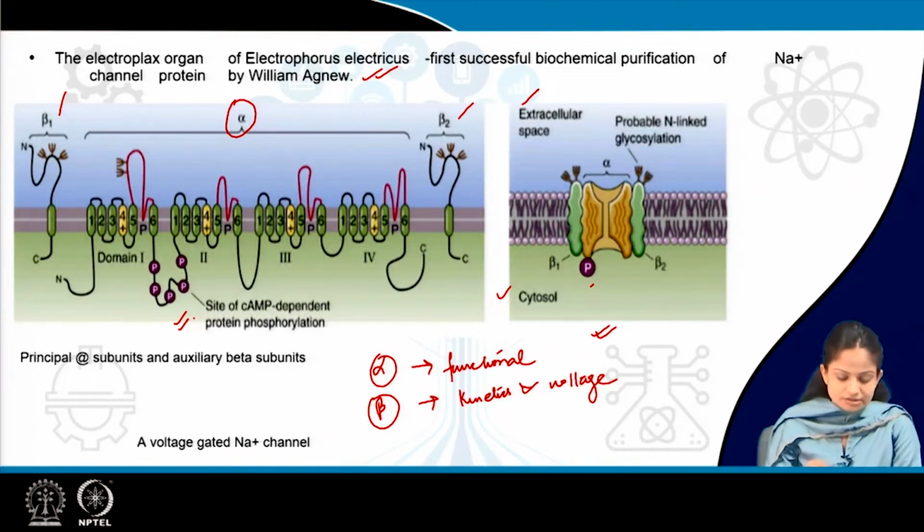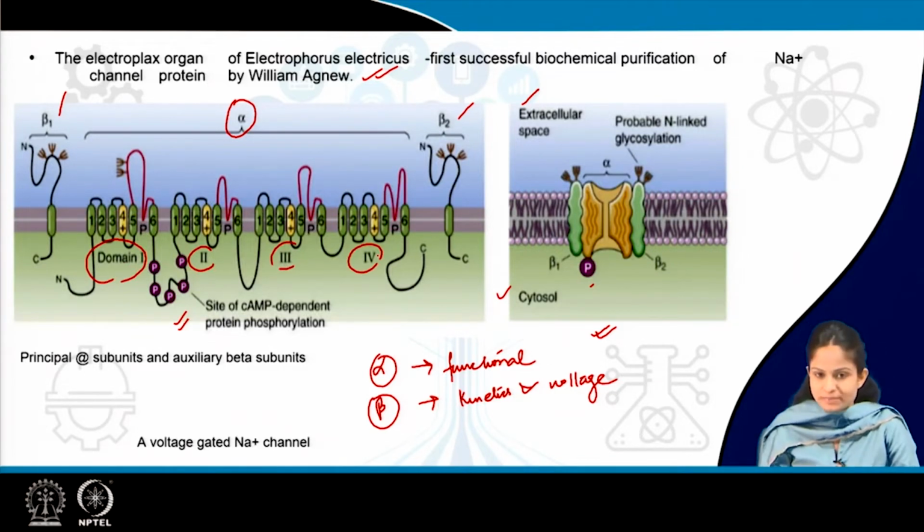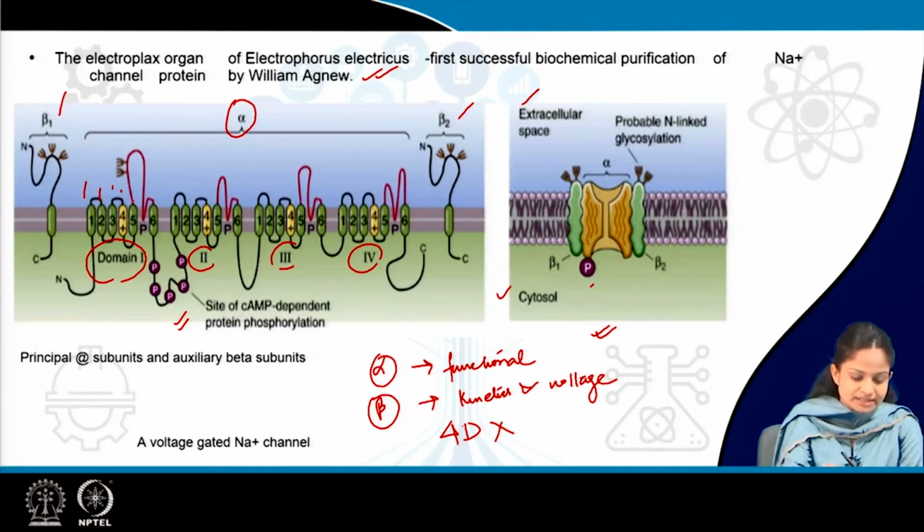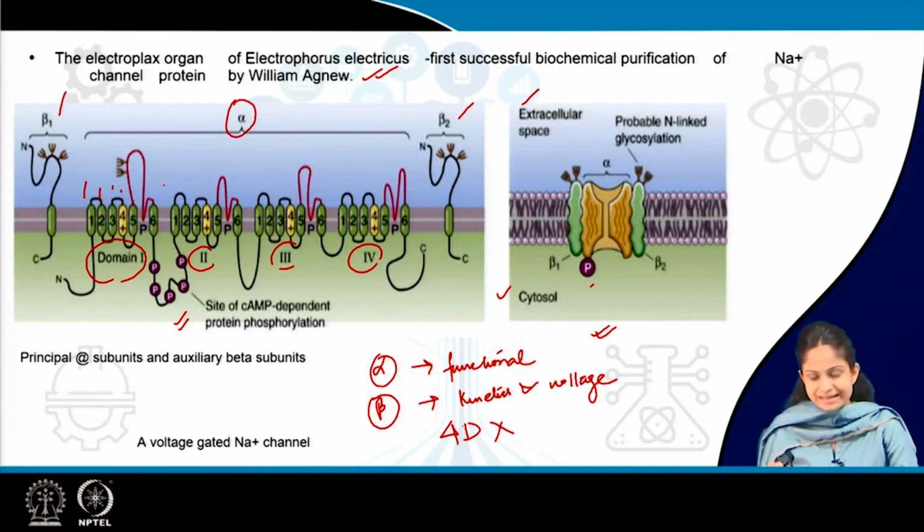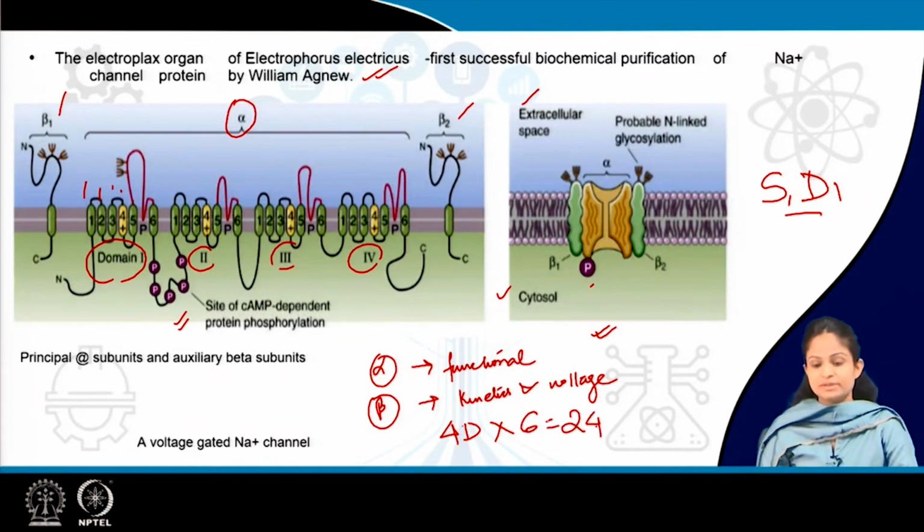Rest, we have 4 domains: domain 1, domain 2, domain 3 and domain 4. These are the transmembrane domains present in the alpha subunit. Each domain consists of 6 segments: S1, S2, S3, S4, S5, S6. Whenever I talk about a segment, I will write it as S, and D for domain. So segment 1 of domain 1 is S1, D1. Each domain has 6 segments, so in total we have 24 transmembrane segments.